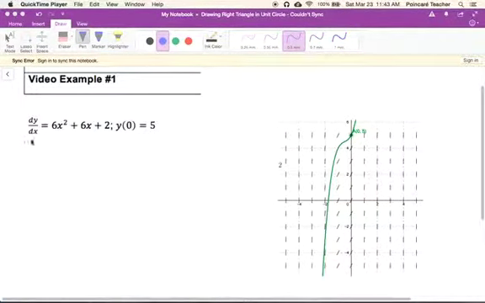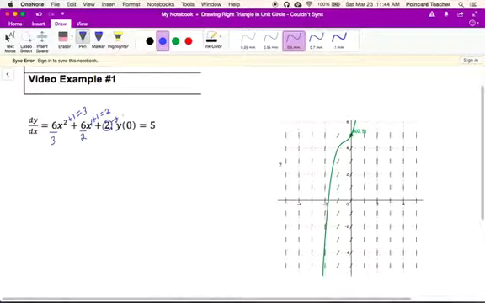First example, we're going to solve this differential equation, 6x squared plus 6x plus 2. Remember, when we're trying to solve a differential equation, we're trying to find a function that has this specific derivative. Since this derivative is a polynomial, we can use the power rule for finding the antiderivative. What we'll have to do is add 1 to the exponent and then divide by the new exponent. So I'm going to add 1 to the exponent here, and we get 3, then 6 divided by 3. Same thing for the other terms, and this 2 will become a 2x.